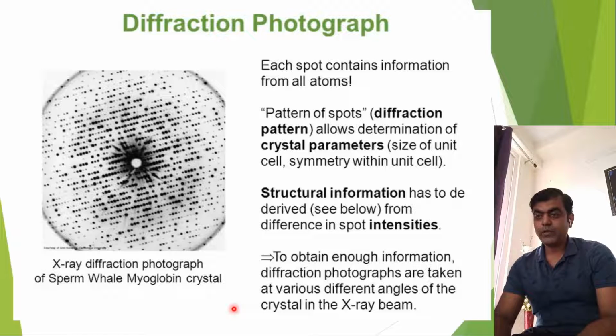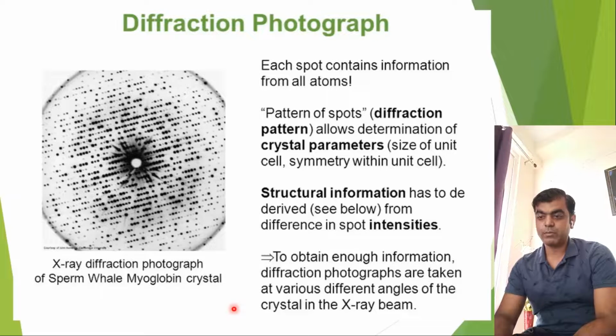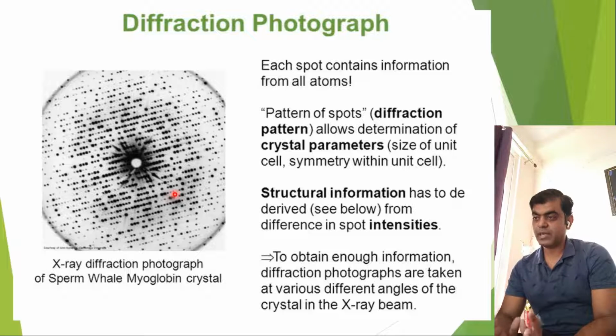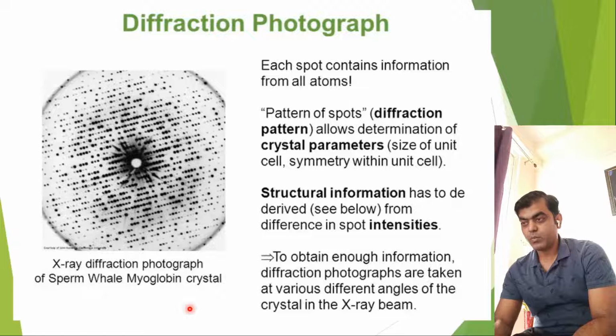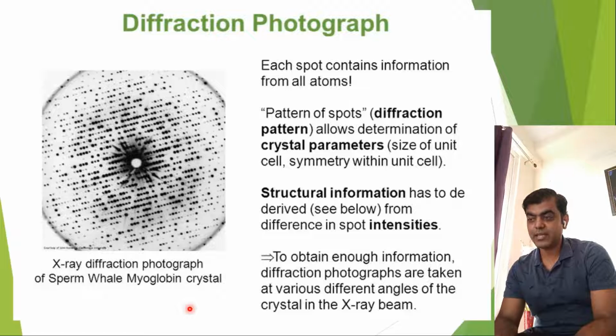Now, this is an example of an X-ray diffraction pattern from a sperm whale myoglobin crystal, and in this myoglobin crystal, this is from one particular angle you have got this pattern, a diffraction photograph. Now this contains information from all the atoms, right? And the pattern of the spots, the diffraction pattern, basically it will allow us to determine what? It will allow us to determine the crystal parameters, like the size of the unit cell, the symmetry within the unit cell, the distance between them.